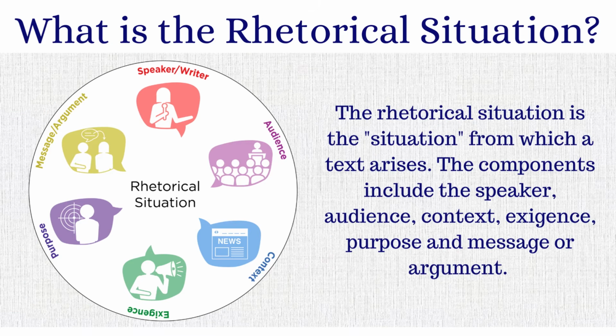Now, if you're wondering what exactly is the rhetorical situation, let me tell you. The rhetorical situation is the situation from which the text arises. There are 6 components: the speaker, audience, context, exigence, purpose, and message or argument. There are 2 ways that you can remember this. One is the acronym SPACE, which stands for speaker, purpose, audience, context, and exigence, or SOAP, which is speaker, occasion, which means context and exigence, audience, and purpose.